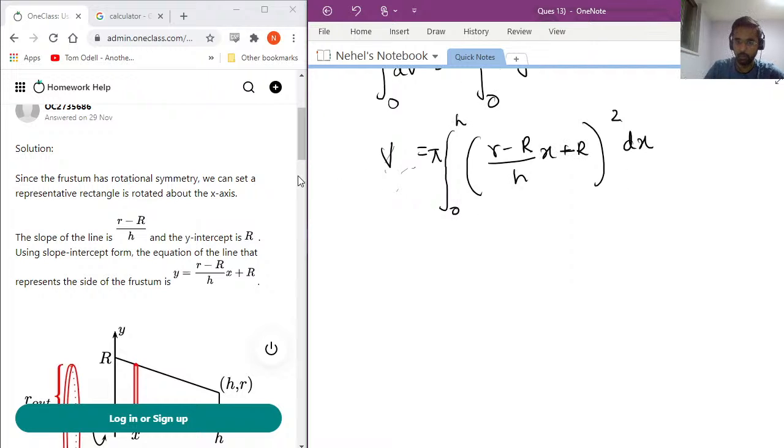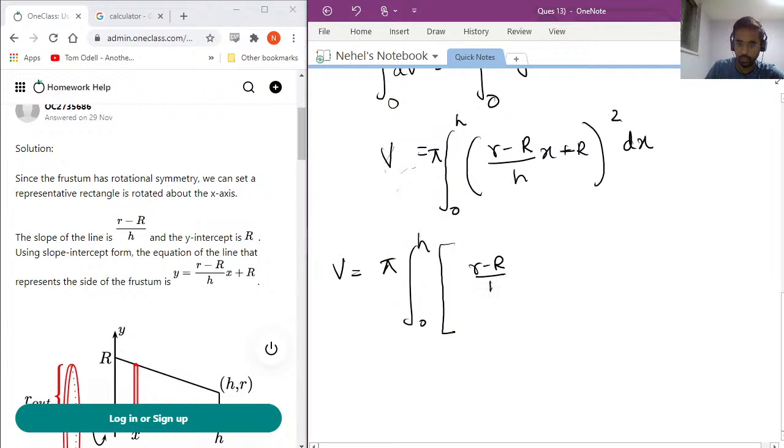Now if we solve for the whole square, we would get volume is equal to pi integral 0 to h, and then we use the formula for (a plus b) whole square, which is a square plus b square plus 2ab. So (r minus R over h times x) squared plus R squared plus 2R times (r minus R over h times x) dx.